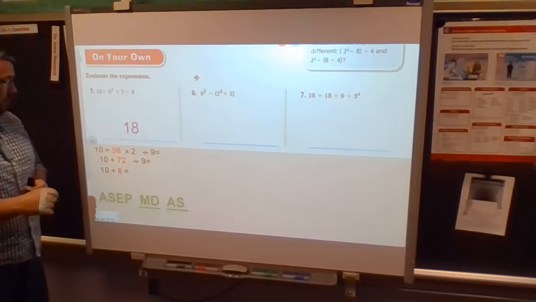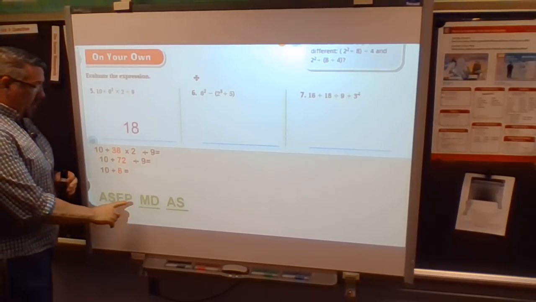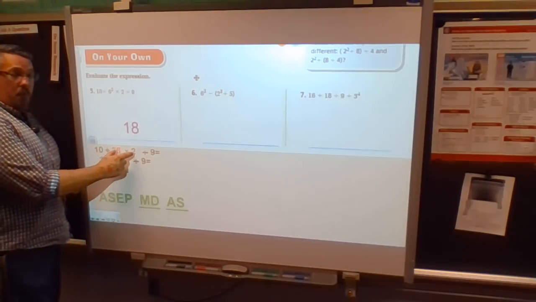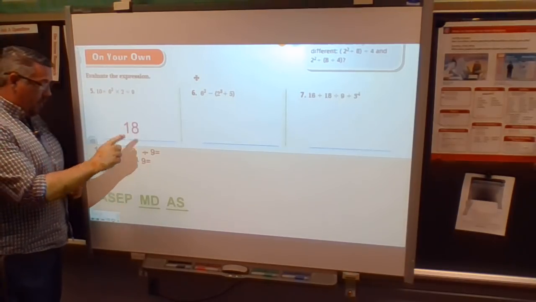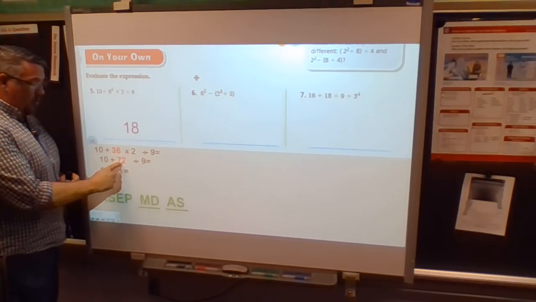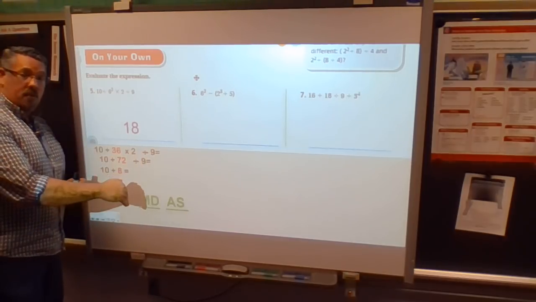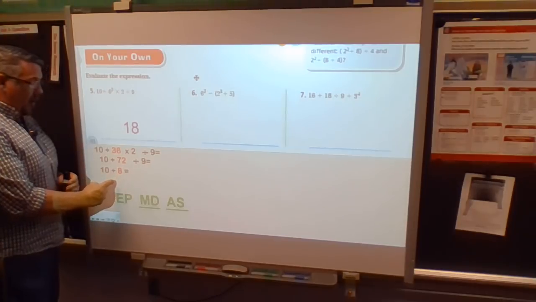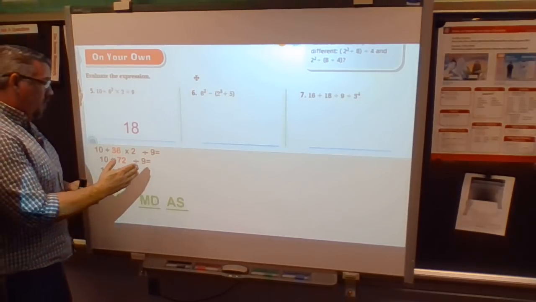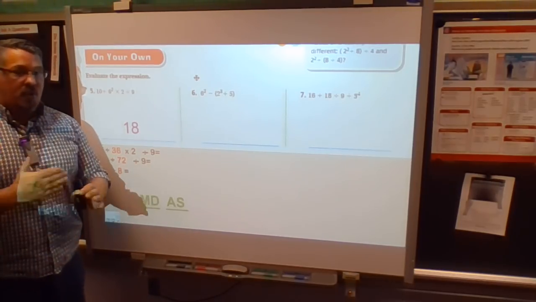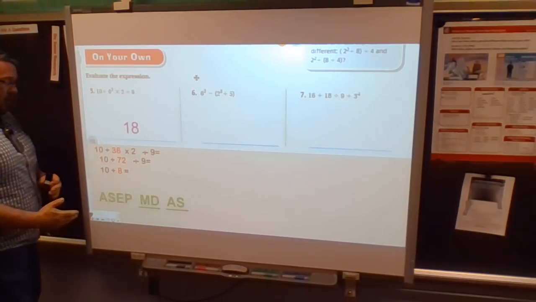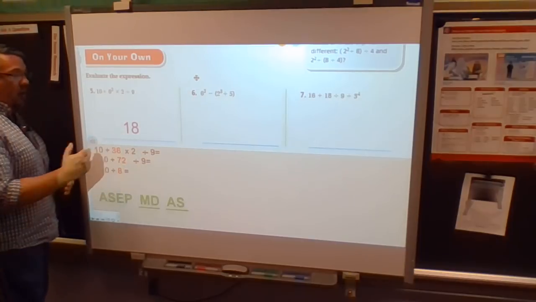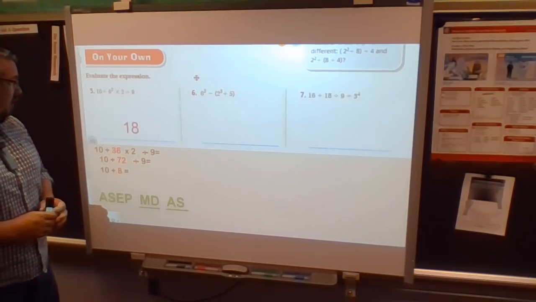Then you have to do multiplication and division from left to right, which means you have to multiply by 2 first. 36 times 2 is 72. Then you have to divide by 9. And 72 divided by 9 gives you 8. If you tried to do the 2 divided by 9 and then multiply by 36, you get a really wacky answer. Once you got your 8, then you were just left with adding it to 10. You should have gotten 18.